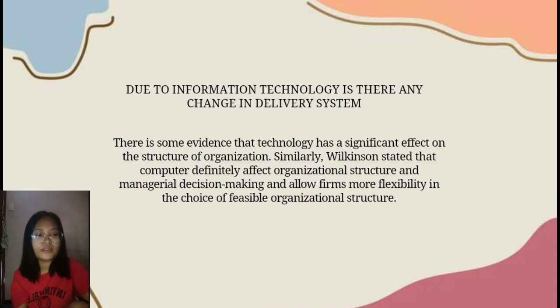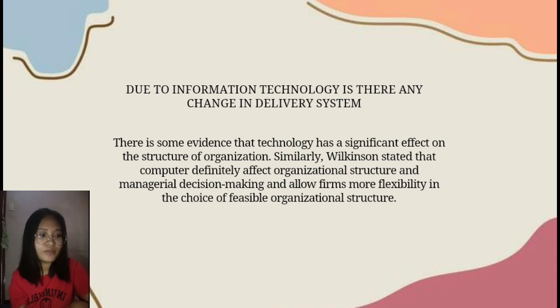Due to information technology, is there any change in delivery system? There is some evidence that technology has a significant effect on the structure of organization. Similarly, Wilkinson stated that computers definitely affect organizational structure and managerial decision-making and allow firms more flexibility in the choice of feasible organizational structure. So, Wilkinson's point highlights that technology gives companies more options when designing how they work.